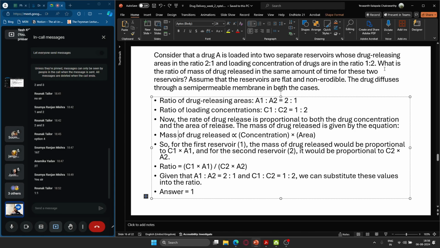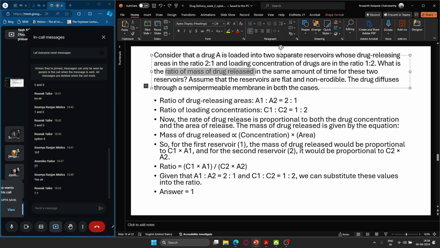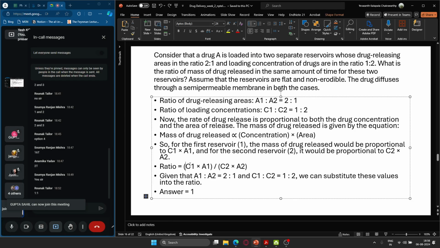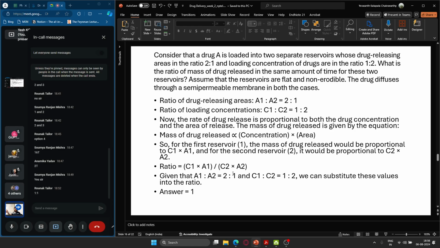Now what you want to calculate, they're asking you for the ratio. So the ratio is basically C1 times A1, which is the mass of the drug released from reservoir 1, divided by C2 times A2, which is the mass of the drug released from reservoir 2. Now, we know A1 is to A2 is 2 is to 1 and C1 is to C2 is 1 is to 2. So you can simply substitute the values. This will become 1 by 2 times 2 by 1 and the answer will be 1, or 1 is to 1. So the same amount of drug will be released from both the systems after time t. Is that clear?